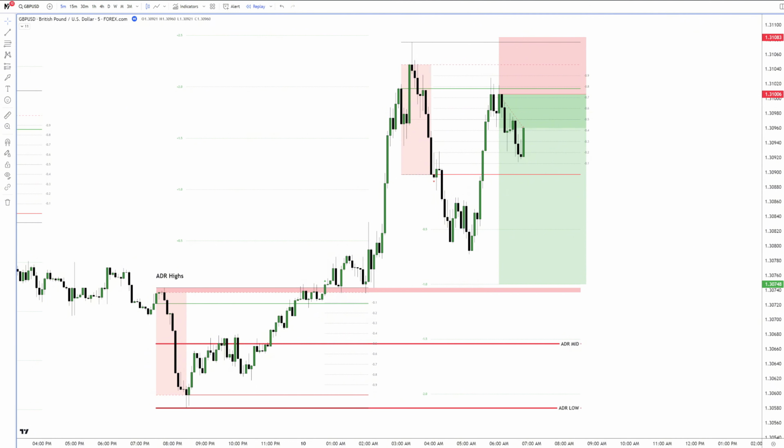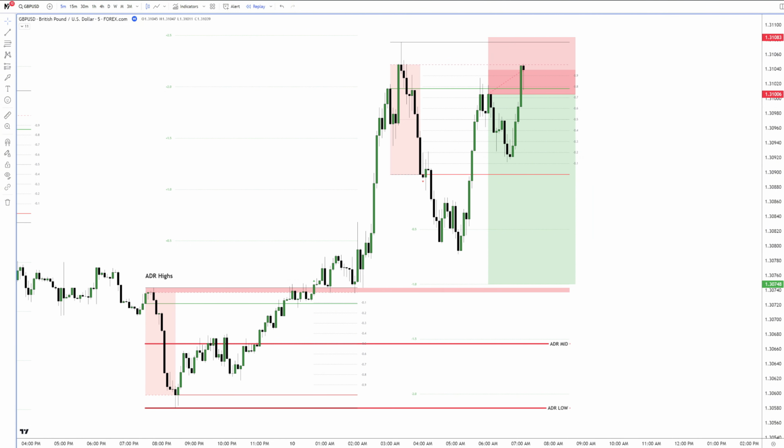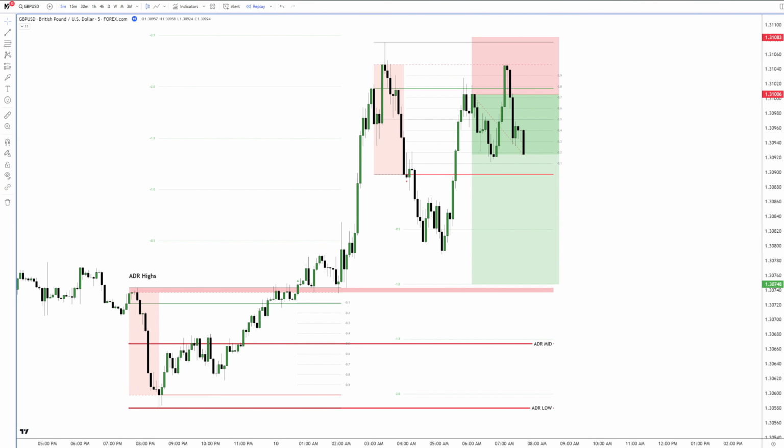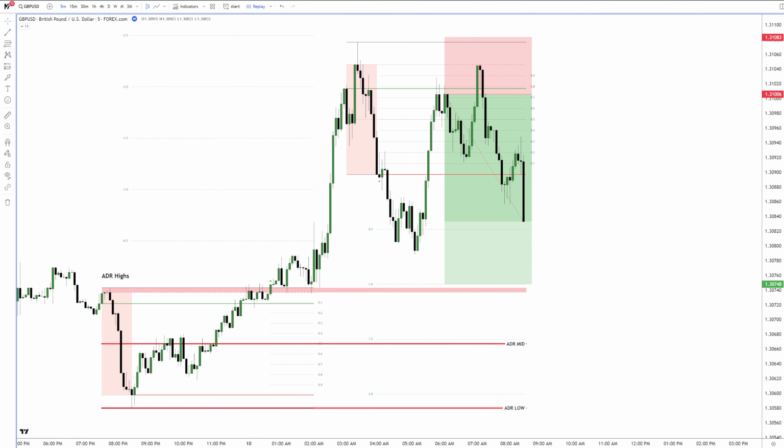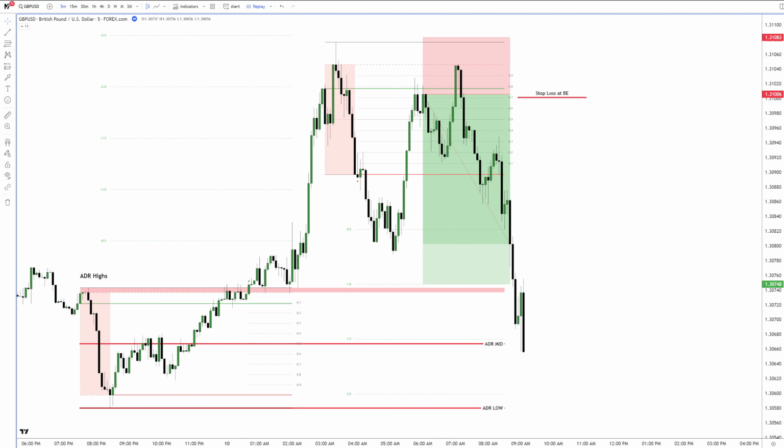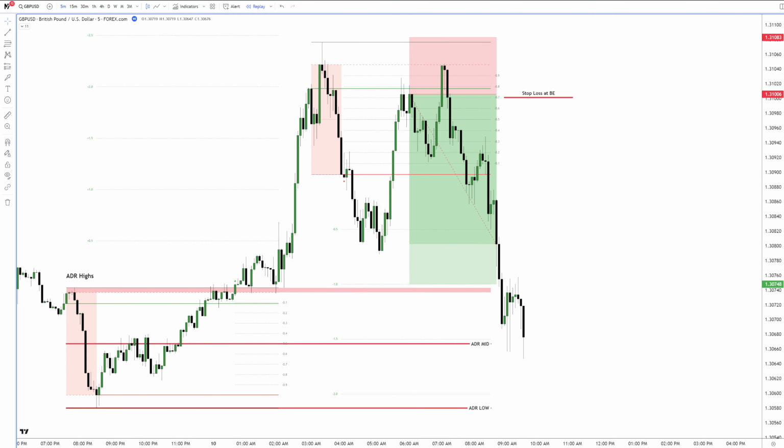Price makes one more push higher to the IDR high, but quickly finds its way back below the opening price. This presents another opportunity to take the trade with an even better risk-to-reward ratio. As the ODR session comes to an end, you can either close your position here or move your stop to break even to reach out for your initial target. Another well-calculated trade with the probabilities stacked in our favor.